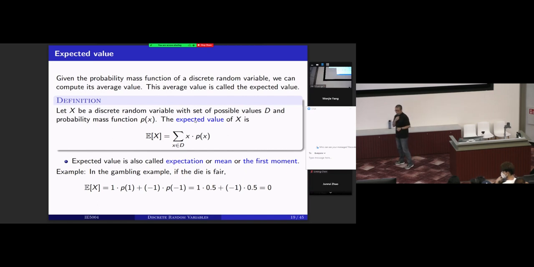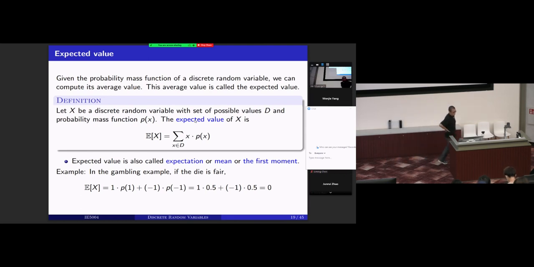So let's first have a very brief review of what we learned last week. Last week, we discussed expected value of a discrete random variable, right? So what is expected value? Actually, it can be understood as a long-run sample mean, right?